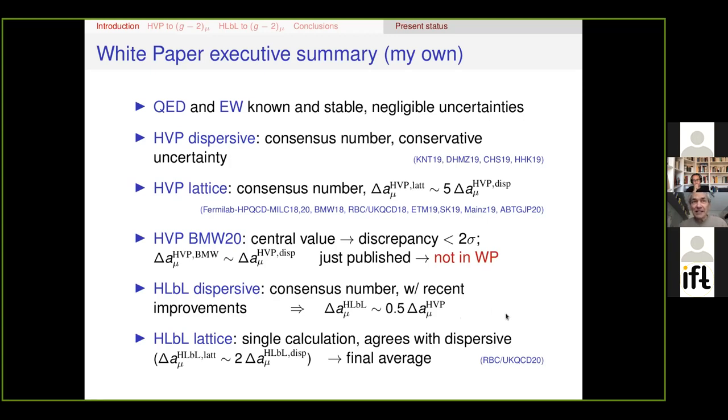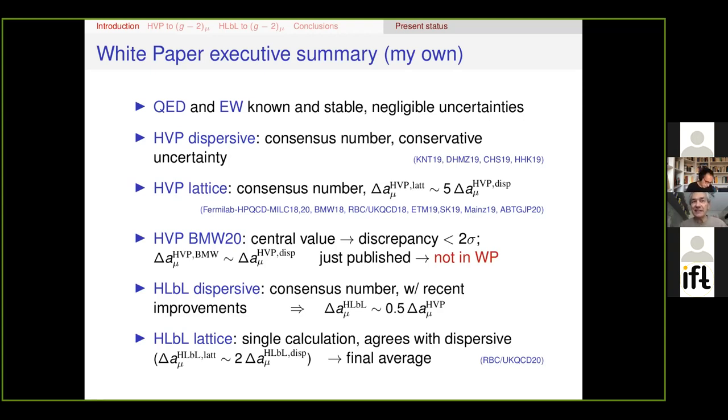For what concerns hadronic light by light, the dispersive, the data-driven one, is again a consensus number. There are many contributions which matter and were calculated by different groups, and so one had to put everything together and find agreement. And there were a number of recent improvements in the last 5 years, which made this one, which 10 or 20 years ago was considered really the problematic contribution, make the uncertainty from this one now really subdominant with respect to HVP.